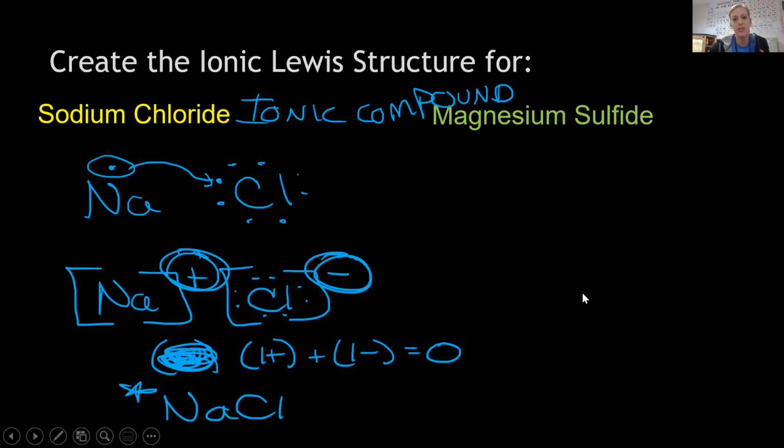Okay. So Victoria Vuong, Victoria V, how would you write the magnesium ion? You would write the brackets. Okay. Mg. Okay.